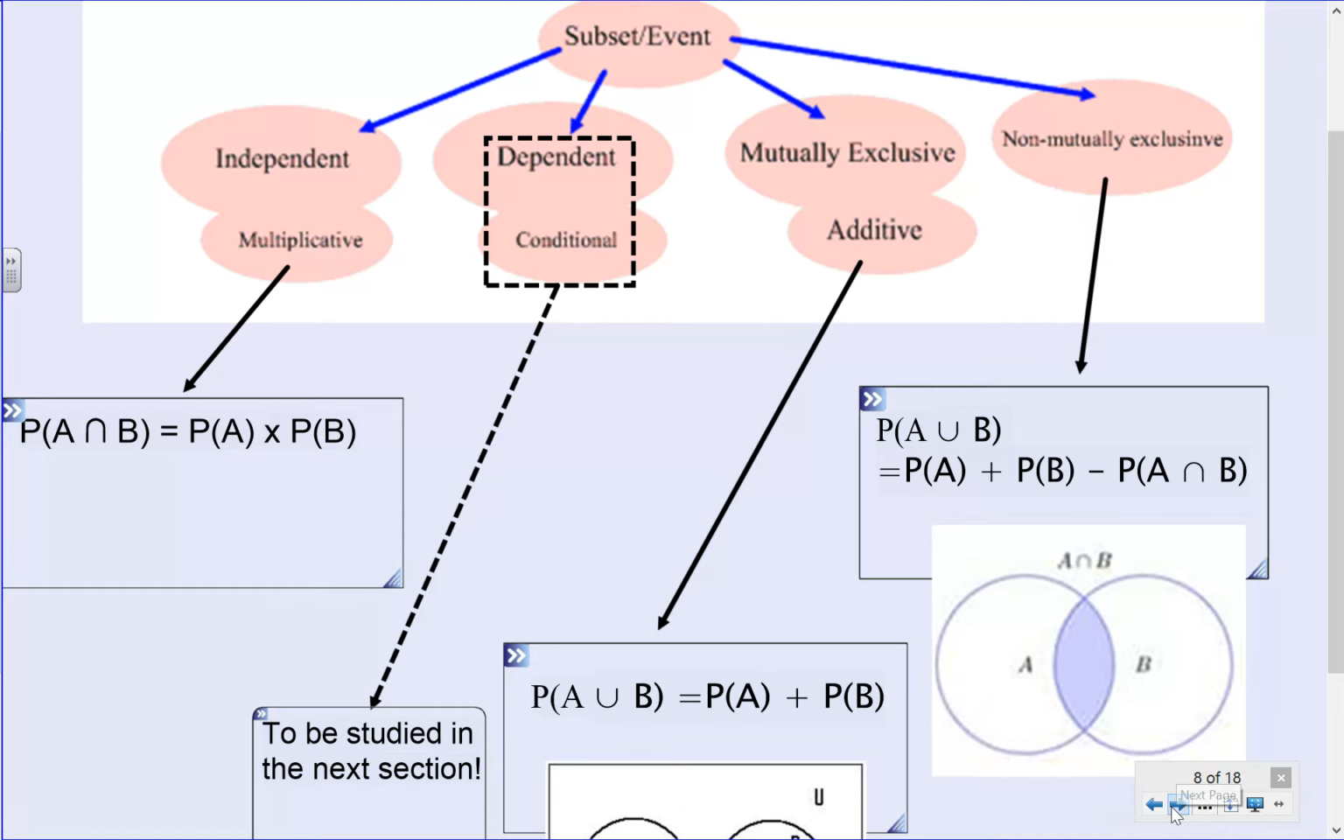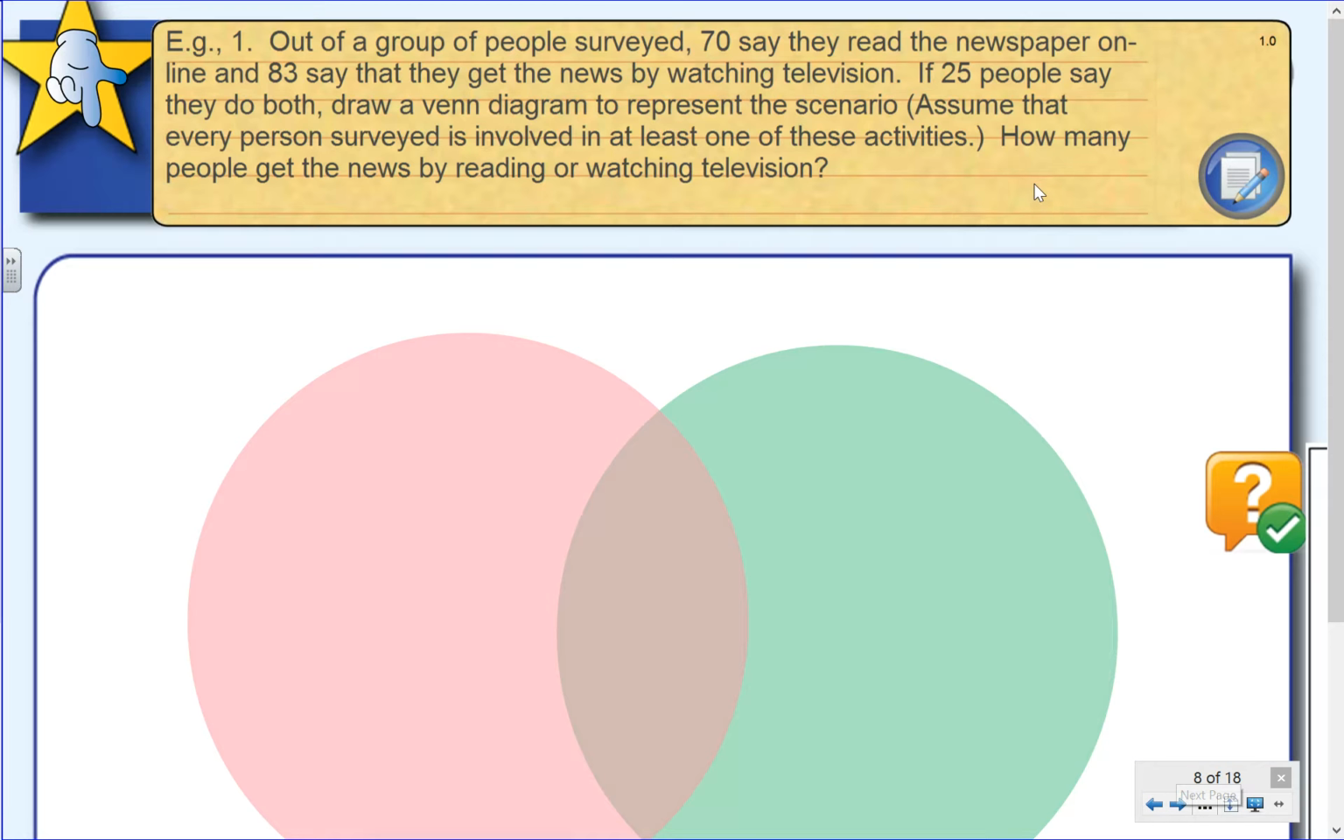So let's move on and have a look at a couple of examples. I think it best that I would have you pause the video. So pause the video and then take a moment to process the values in the problem. See if you can assign them to the Venn diagram, and then we'll take them up.